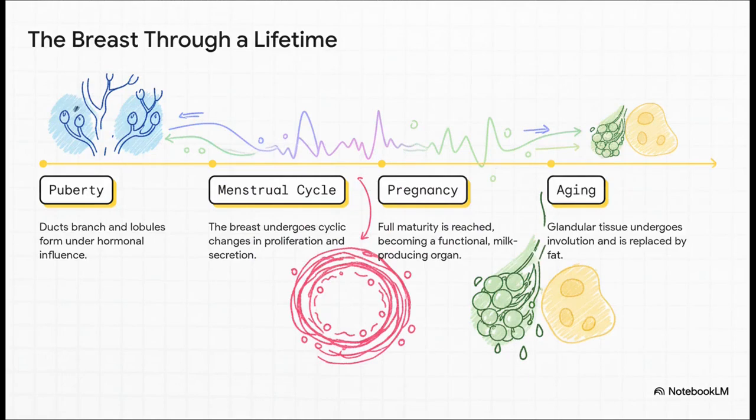You see, the breast is not some fixed structure, yaar. It's alive, constantly responding to hormones. At puberty, the ducts and lobules start to grow. Then, just like the endometrium, it goes through changes with every single menstrual cycle. During pregnancy, it reaches its full maturity to produce milk. And finally, as a woman ages, it goes through involution, where all that glandular tissue is slowly replaced by fat. This whole life cycle is why we see different diseases at different ages.